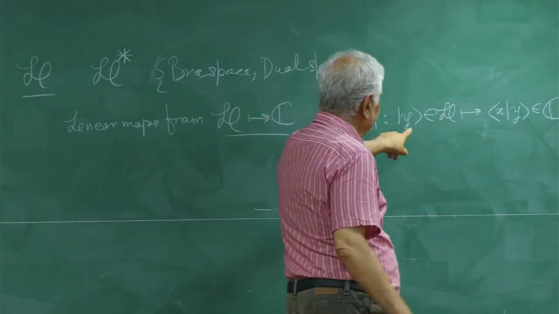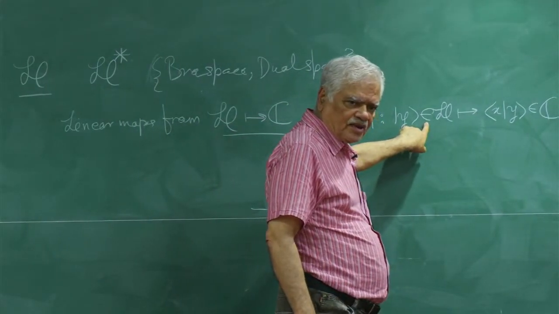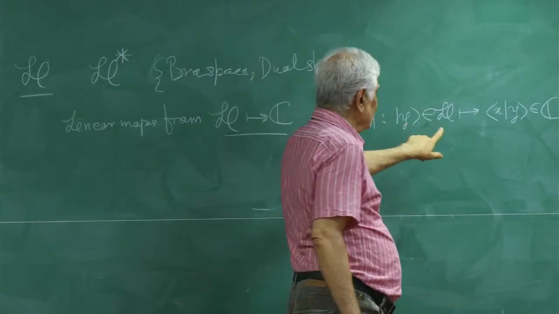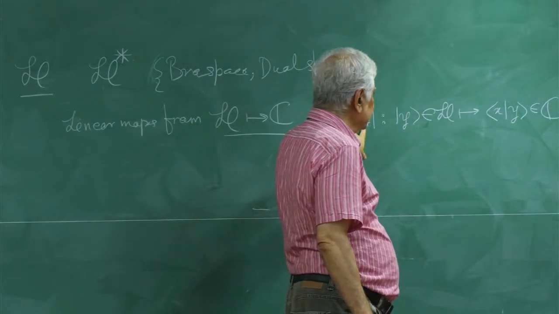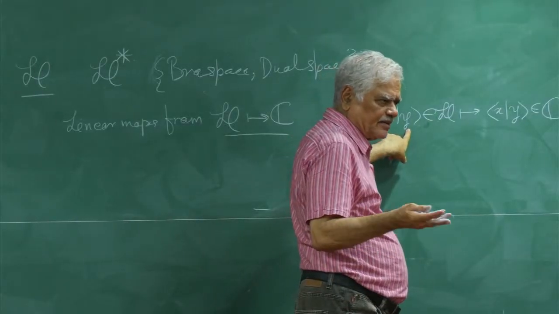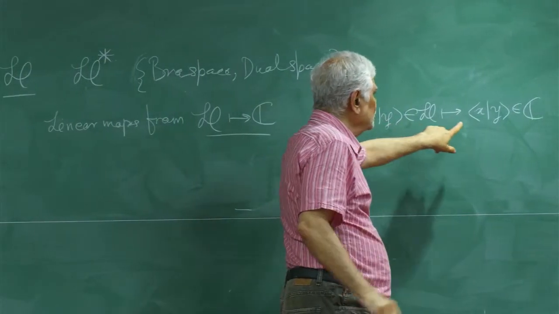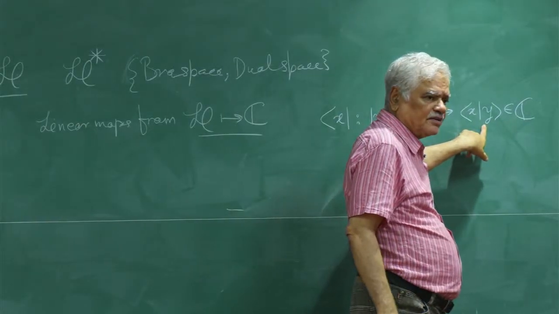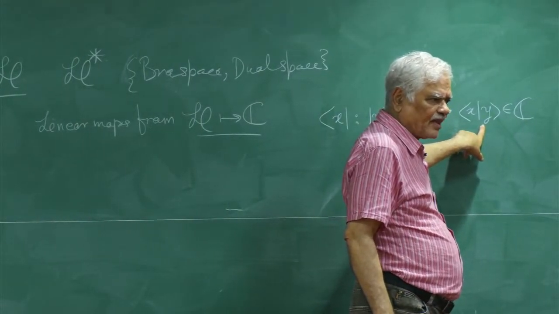This belongs to. This symbol, do you know this symbol? Yeah, it belongs to. Okay, so this bra is a map which maps some ket, say ket Y in H, the state space, to a complex number. X is written like this: <X|Y>.